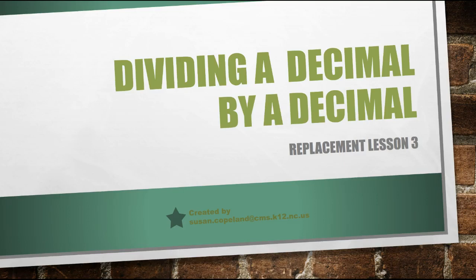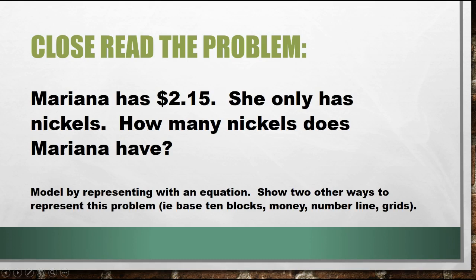Dividing a decimal by a decimal. First, let's take a moment to close read the problem. Mariana has $2.15. She only has nickels. How many nickels does Mariana have?